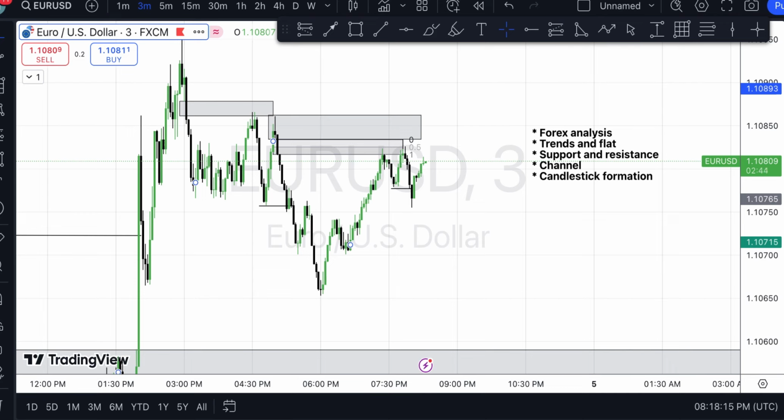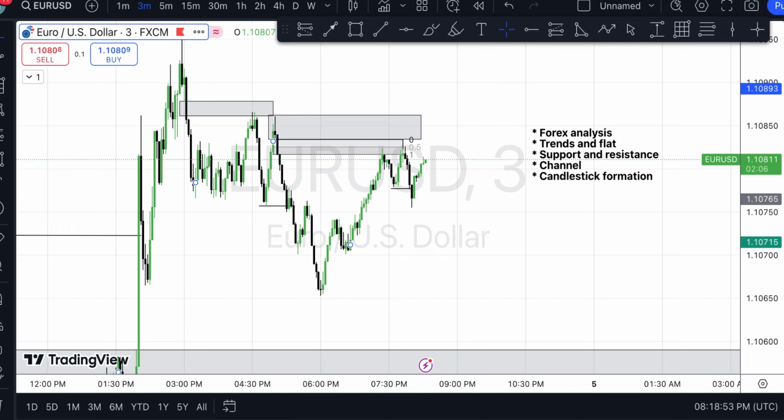So using both types of analysis, many traders use a combination of both fundamental and technical analysis to make trading decisions. Fundamental analysis provides a broader perspective on the market's overall direction, while technical analysis helps identify entry and exit points based on price patterns.